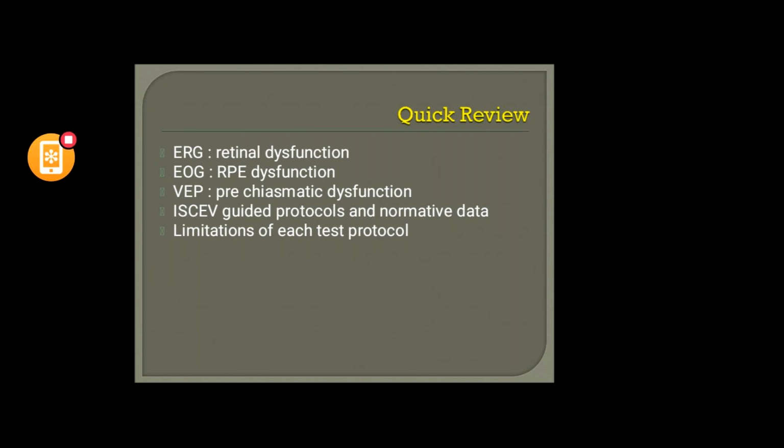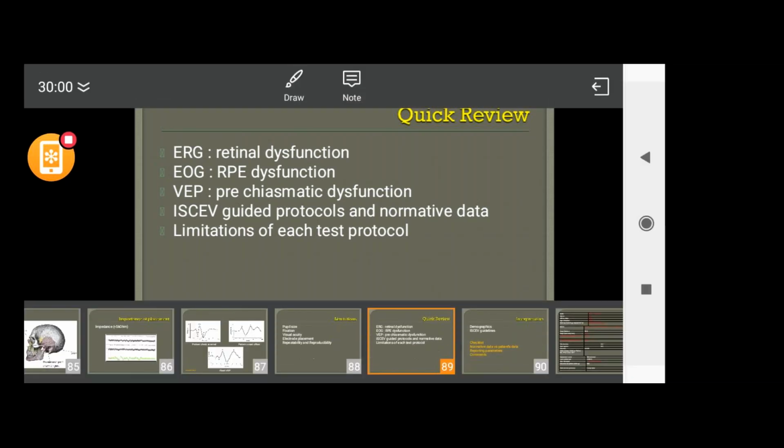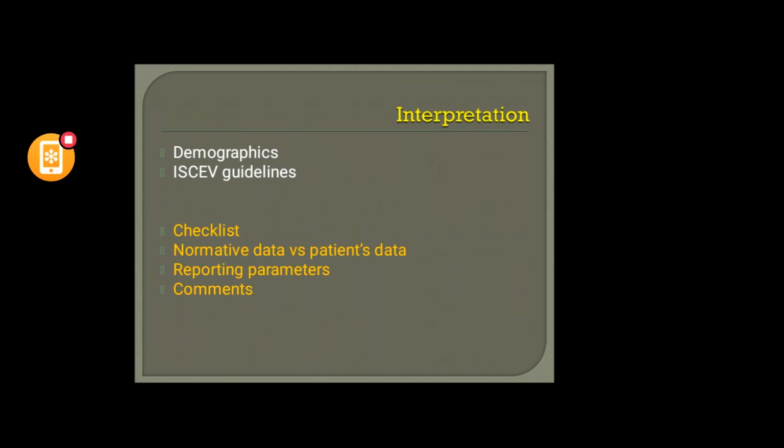Then the ISCEV-guided protocol and normative data are the important components. And we also came to know the limitations of each of the protocols: the limitation of ERG, the limitation of EOG, and VEP as well. Now today we are going to talk about the interpretation part. When you interpret, remember ISCEV does not help you to interpret. ISCEV only guides you on how to conduct the test. It does not give you a proper way to interpret.